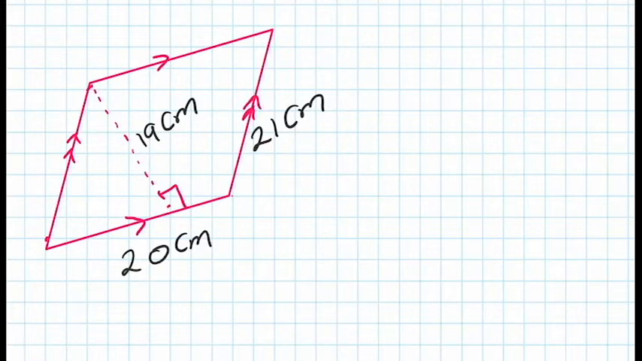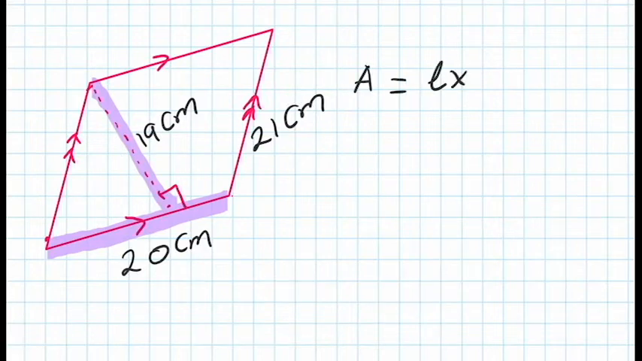Now, two perpendicular lines. We just need to identify them. So this line, look, and this line here. See, the two lines are perpendicular. They meet at 90 degrees, right? The 21 centimeters, we don't need it. So we only use what we need. So area is base times height, which is equal to 20 times 19.